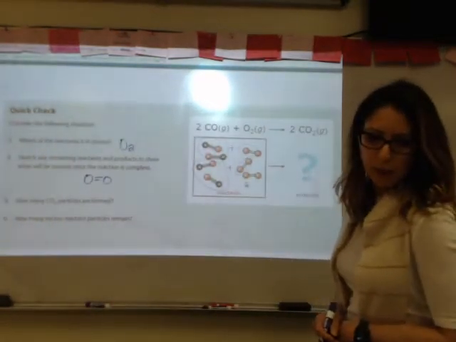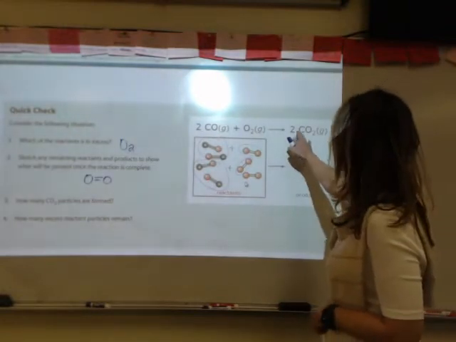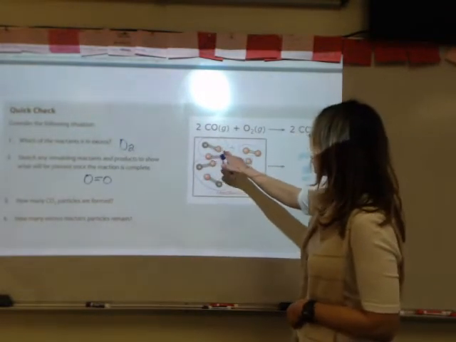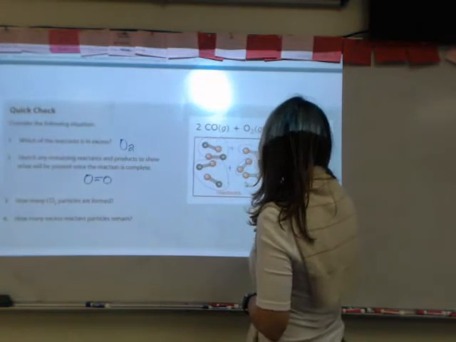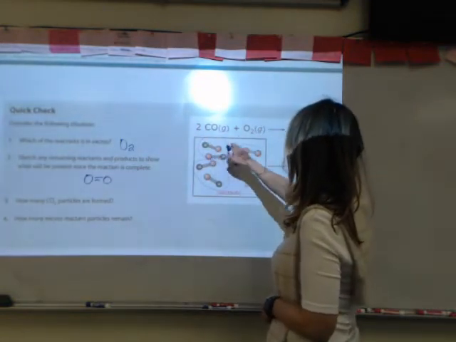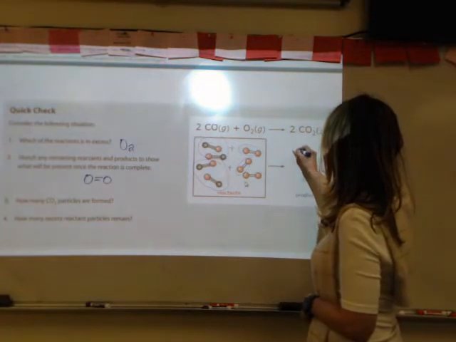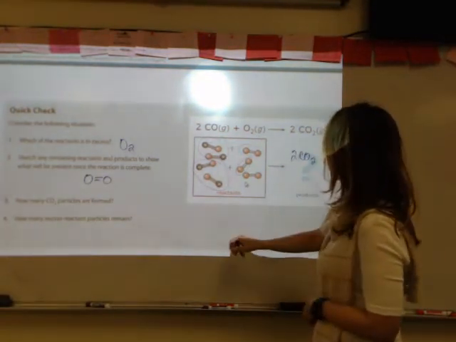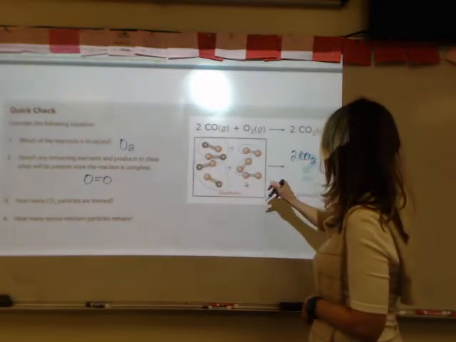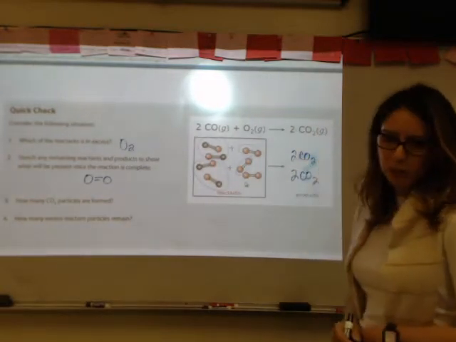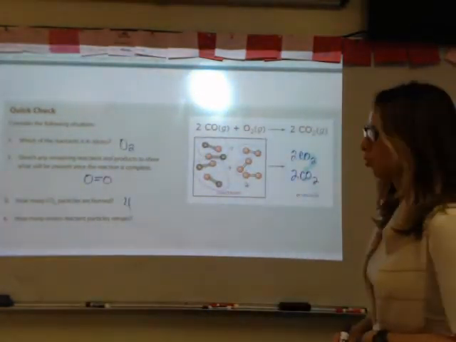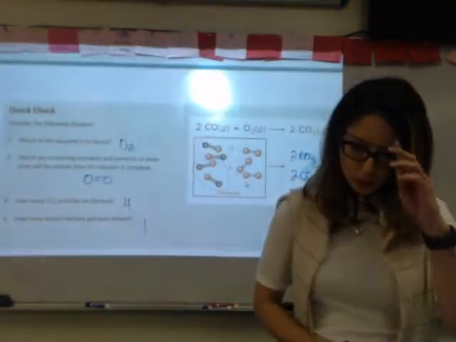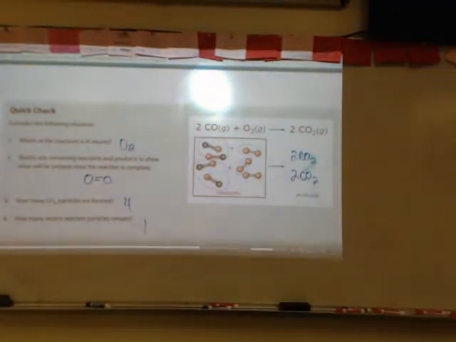And number 3, how many carbon dioxide particles are formed? Well, I formed 2 carbon dioxide particles for each 2 COs that combine with an O2. So I'm going to end up with 2 COs plus 1 O2 gives me 2 CO2, and then 2 COs plus 1 O2 will give me another 2 CO2. So I'm going to end up forming 4. How many excess reactant particles remain? There is 1.